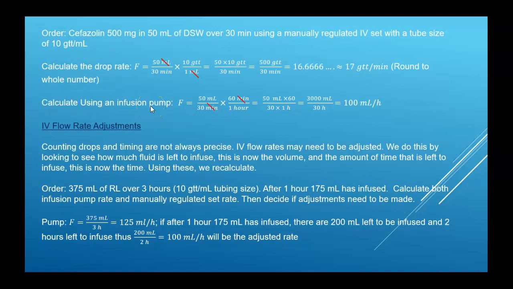If we had a pump available, we still have 50 milliliters, 30 minutes. You can convert your 30 minutes to a half hour before you do your calculation, or you can just throw in a conversion factor here. 60 minutes to 1 hour, that is going to convert your minutes to hours. So 50 milliliters times 60 is 3,000 milliliters over 30, 3,000 divided by 30, 100 milliliters per hour.